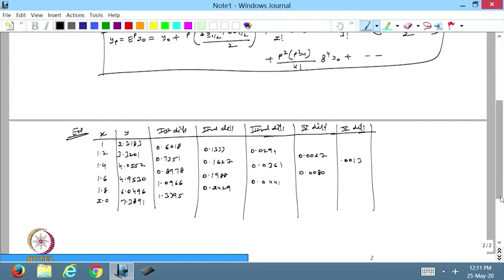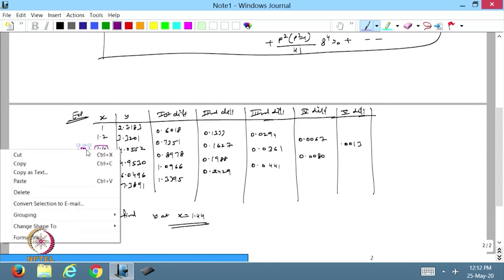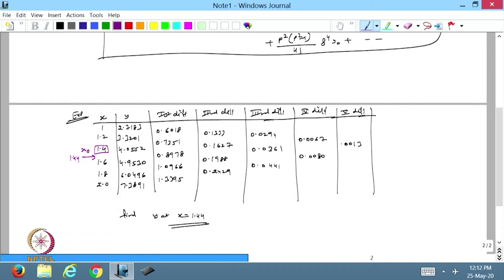Now, the question is to find y at x equal to 1.44. I want to approximate this value using the finite difference operator. From here it is clear that 1.44 lies here. It means if I need to find these values, then I will choose this value as x naught. So, this will be x naught, this will be x minus 1, this will be x minus 2, x 1, x 2, x 3. If it is x naught, this will be y naught. So, this y naught I will take.